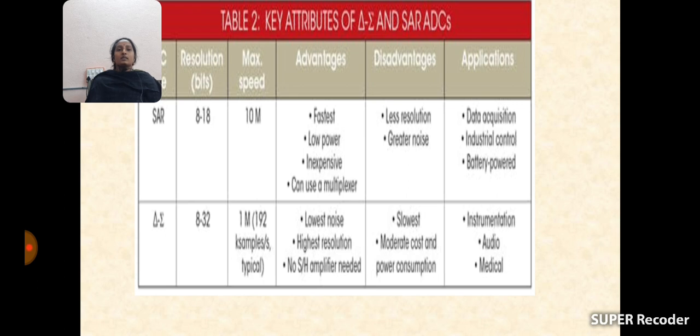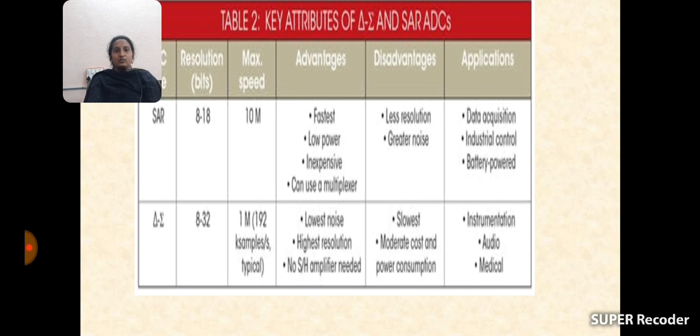Because all are simple elements, it is inexpensive, economical, low cost, cheap. And also it is used as a multiplexer sometimes. While coming to the advantages of the counter method, it is less susceptible to noise. So noise is very, very less in the counter method, but it is more in successive approximation.